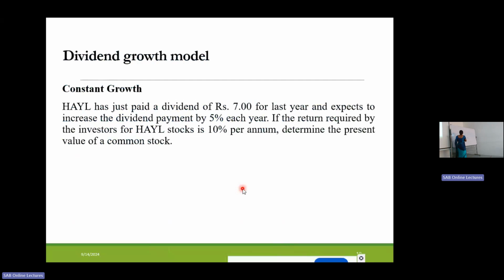There is value at 0 today. This is value at 0. So I want to know what is the intrinsic value of this company share in 10 years.